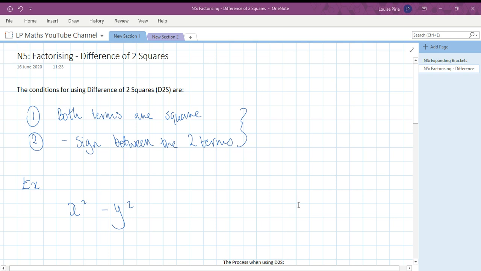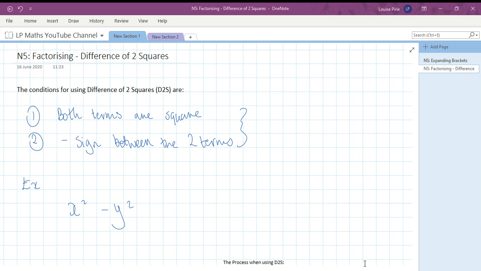So basically when you're looking at an expression like this, both terms are squared, and then in between the two terms, so the two terms are x squared and y squared, and between those two terms there's a minus sign, because minus obviously is another way of saying difference. Okay, so we're going to now look at how we would do this example.